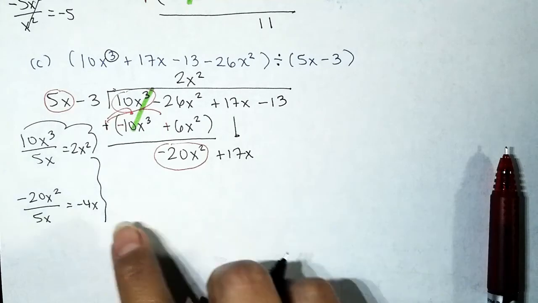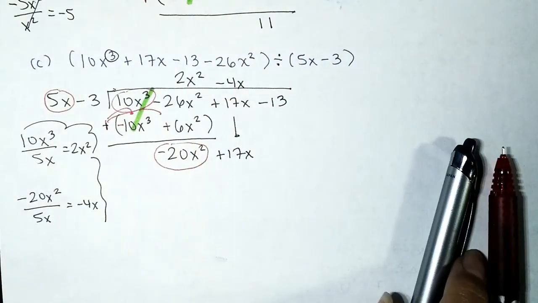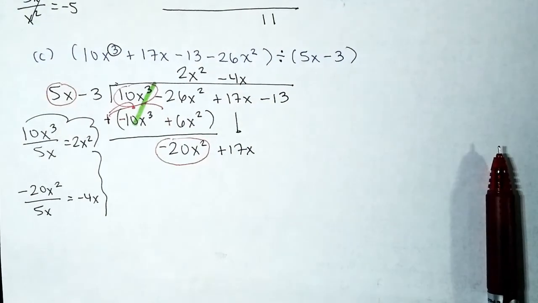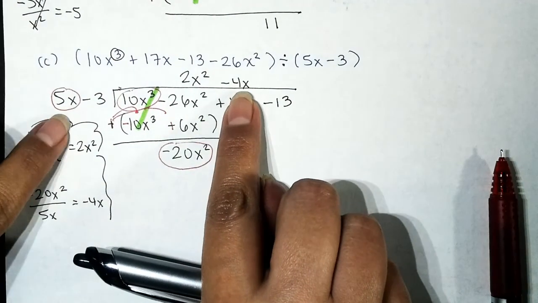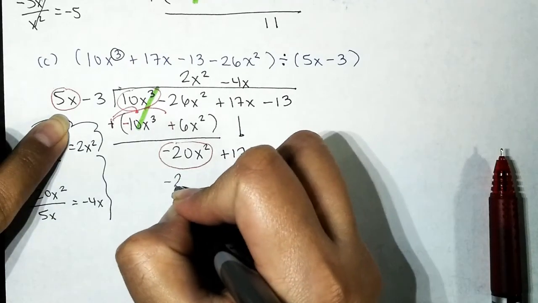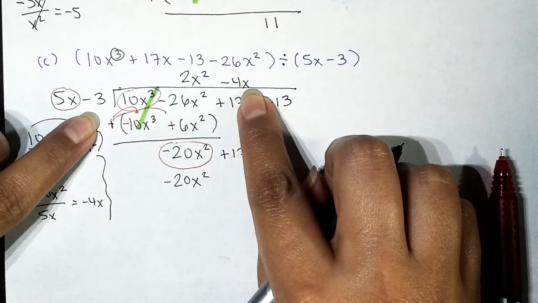X term, X term. Steps to long division: divide, multiply, subtract. Let's go ahead and multiply. Negative 4x times 5x will give us negative 20x squared. Negative 4x times negative 3 will give us 12x.